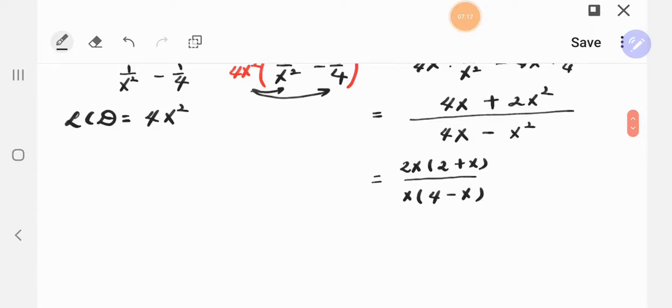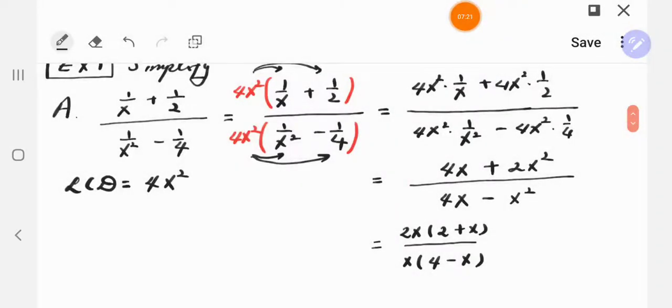Did I do something wrong? Okay, let me double check on this one. Okay, there's a mistake. From this part, 4x, from this one, this is not right. This should be 4, because x squared cancels out, so we have only 4, right? 4, and then minus 4 cancels out, so x squared.